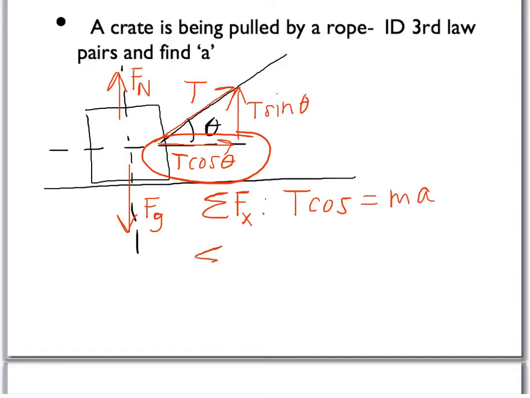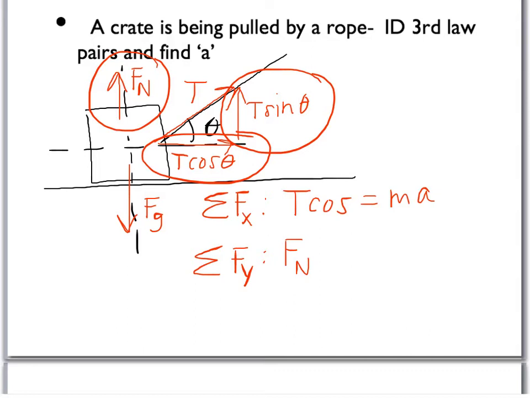In the y direction, however, we have a lot of stuff going on. We need to consider all forces in the y direction. In the y direction, we have the normal force from the surface helping to hold the crate up. We also have the y component of our tension force in the line that is also pulling up on the crate. And finally, we have the weight of the crate pulling in a downward direction. So I have the normal force plus T sine theta minus F sub g.